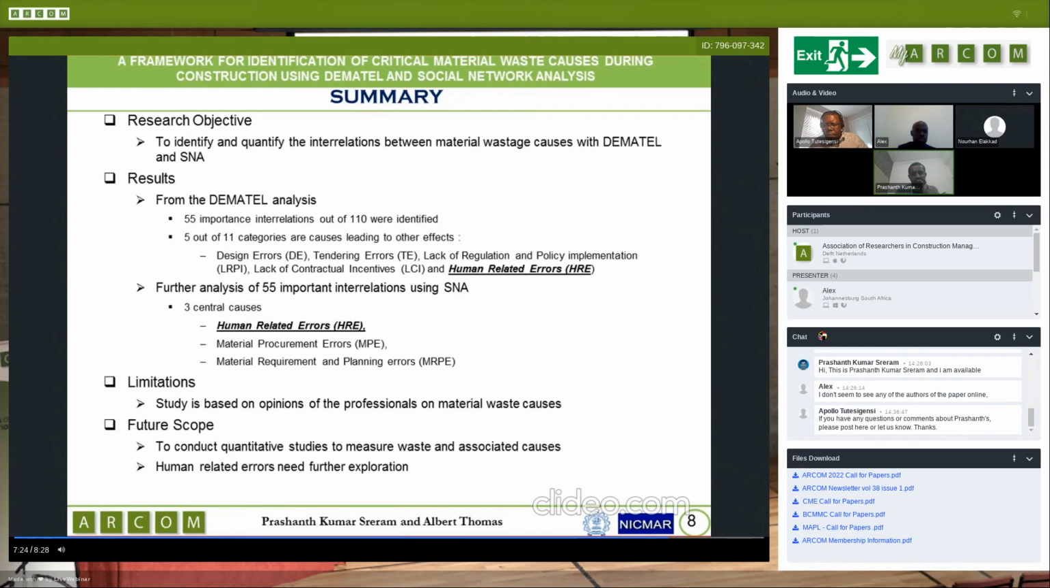human-related errors. Further analysis of these 55 important interrelations using SNA resulted in 3 central causes: human-related errors, material procurement errors, and material requirement and planning errors. As human-related errors are identified to be more critical and central to the material waste generation at site, further studies can be conducted in this direction. While the study is based on opinions, the contribution lies in proposing a novel framework which uses 2 network analysis methods.